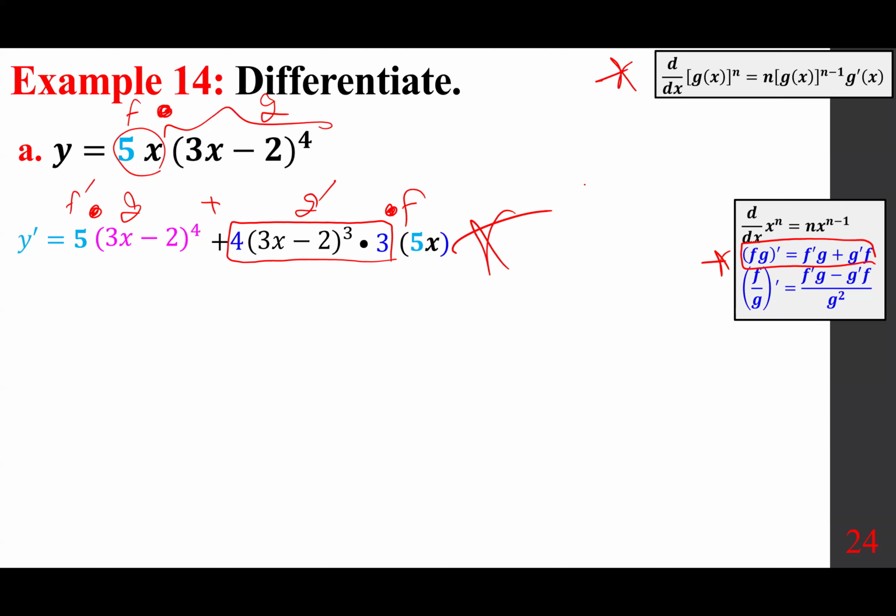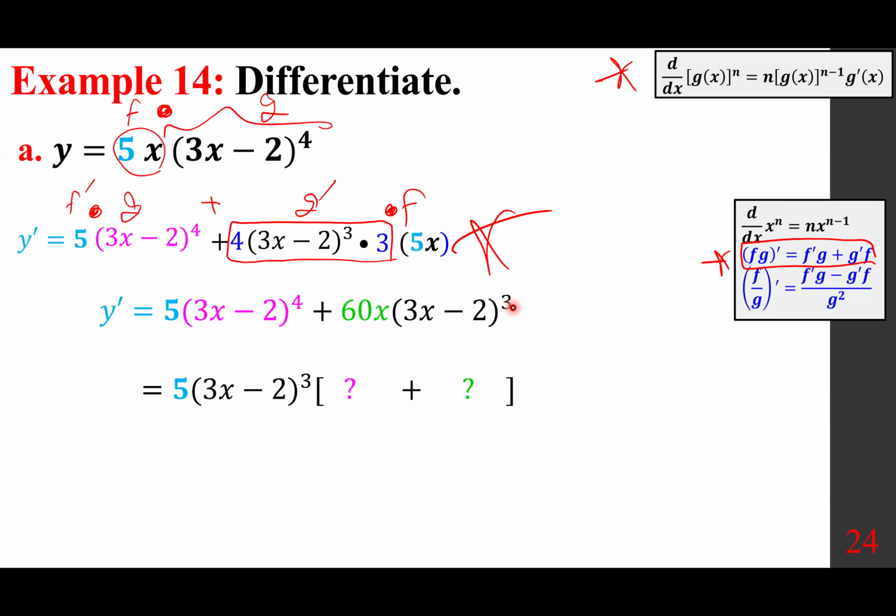And so to make sure we understand what's going on, I'm going to say, okay, this is itself 4, 3, and 5. It's 60, so 60x. So I'm going to write it so it becomes easier to see the common factor, which is 5, between 5 and 60. You have 3x minus 2 here and here. This is the exponent 4, this is the exponent 3. You choose the smaller of the two, so 5 times (3x minus 2) cubed is the common factor. I hope everybody's comfortable with factoring.